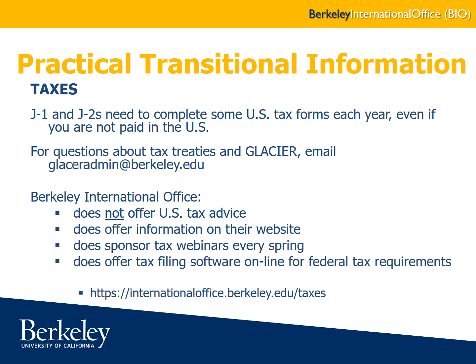J1 and J2s need to complete some U.S. tax forms each year, even if you are not paid in the U.S. For questions about tax treaties and Glacier, email glacieradmin@berkeley.edu. The Berkeley International Office does not offer U.S. tax advice, but we do offer information on our websites, sponsor tax webinars every spring, and we offer free online tax filing software to assist you with your federal tax requirements.